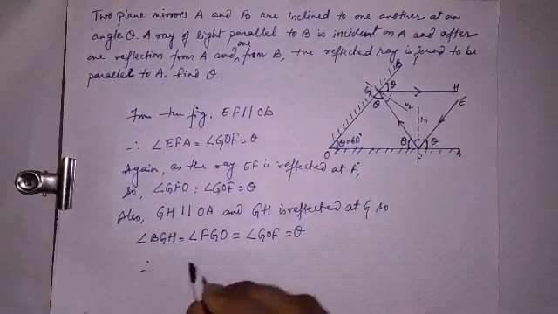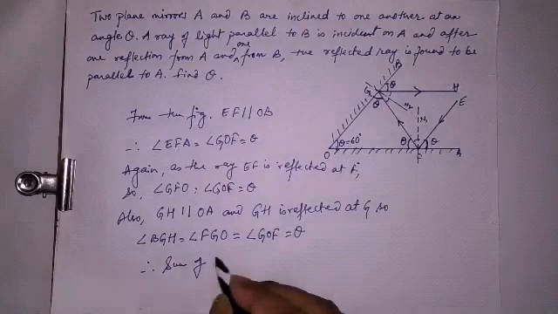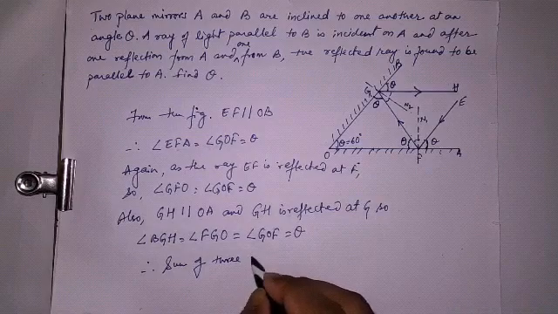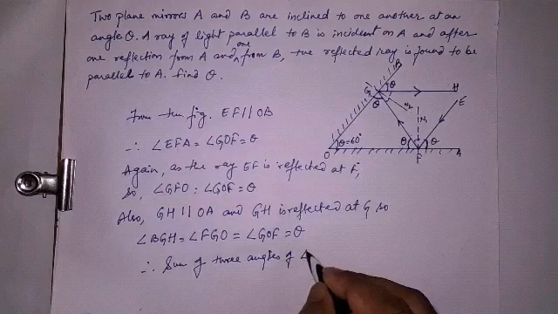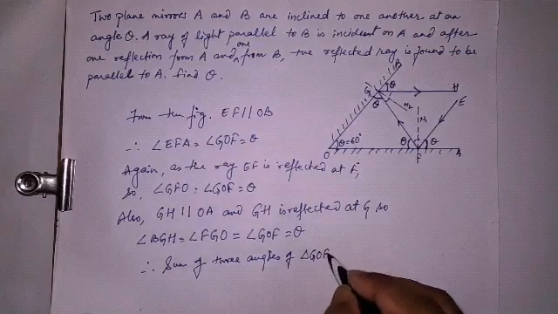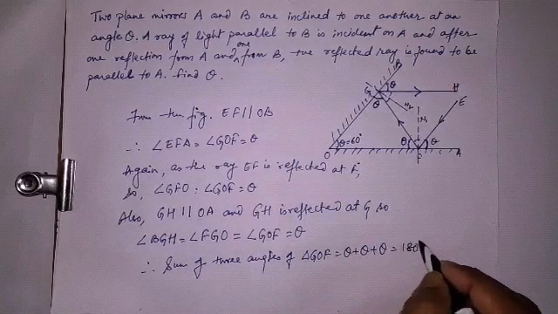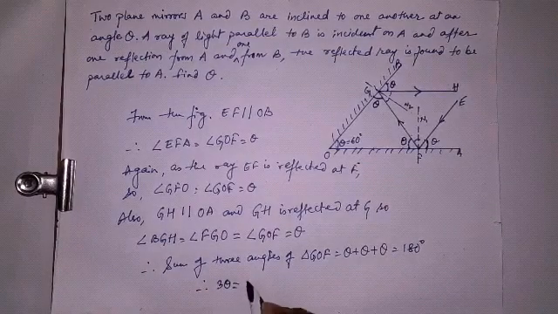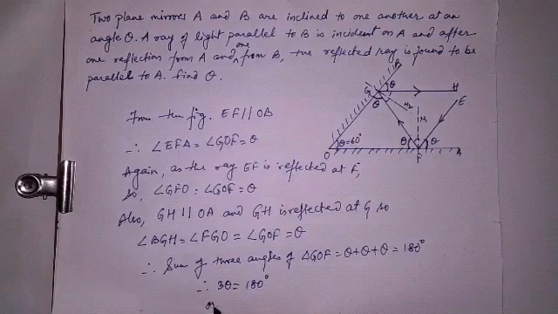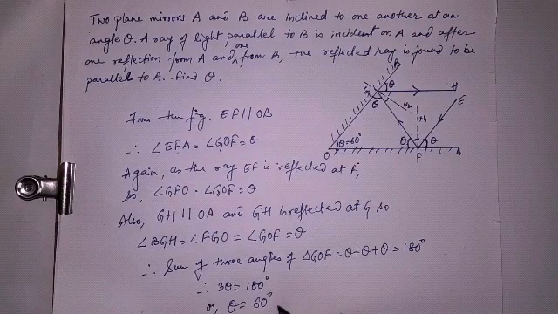Therefore the sum of three angles of triangle GOF will be equal to theta plus theta plus theta is equal to 180 degree. Therefore 3 theta is equal to 180 degree, or we can write theta is equal to 60 degree. So here we get the answer as 60 degree.